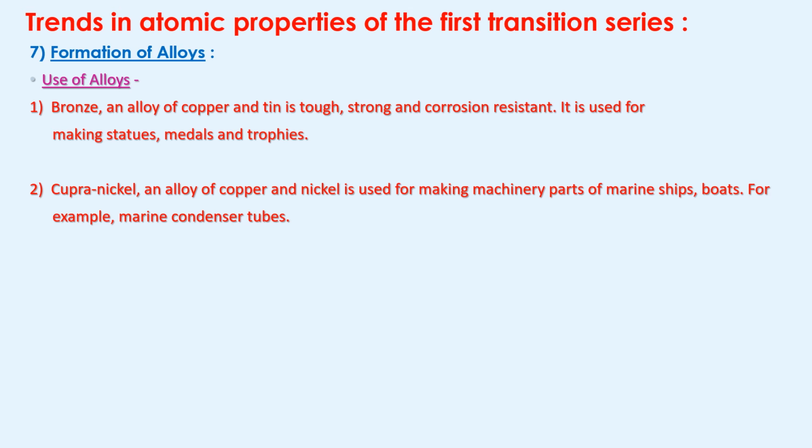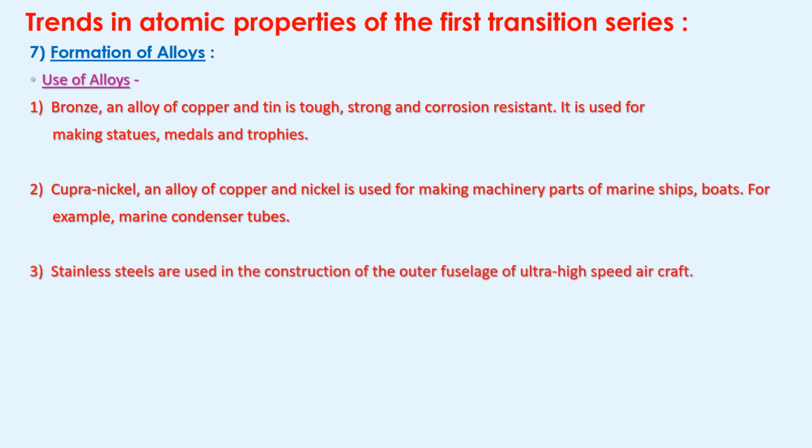Next is cupronickel, that is the alloy of copper and nickel. These are examples of non-ferrous alloys only, because in this there is no ferrous atom. So it is used for making machinery parts of marine ships, boats. For example, marine condenser tubes. Next one is stainless steel. Now this is used in construction of the outer fuselage of ultra high speed aircraft.